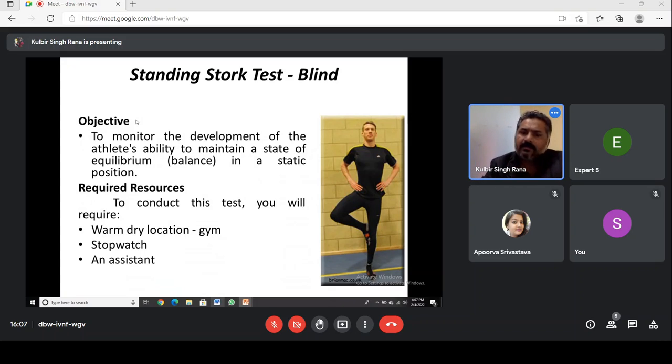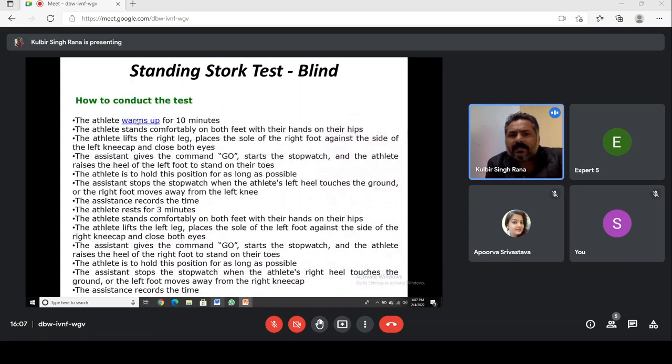So for this, what we require is a warm and dry location like a gym, a stopwatch and an assistant. The athlete will warm up for 10 seconds. He'll stand comfortably with hands on his hips. Then he'll lift one leg and place the sole against the other foot, and then close his eyes. When he maintains this posture, we'll start with the command go, and then start calculating his time. He has to hold this position as long as possible. Once the other foot touches the ground, the test is over. Okay.